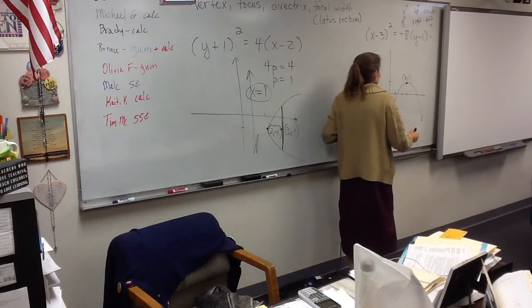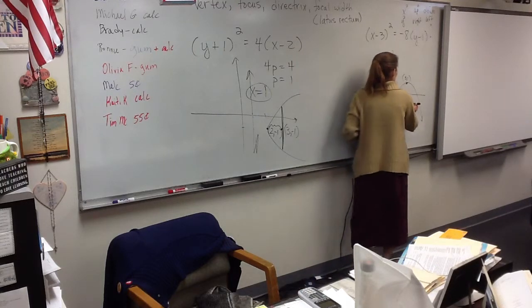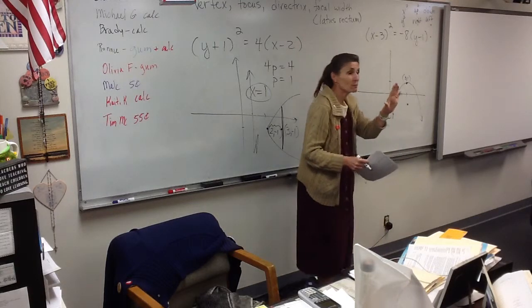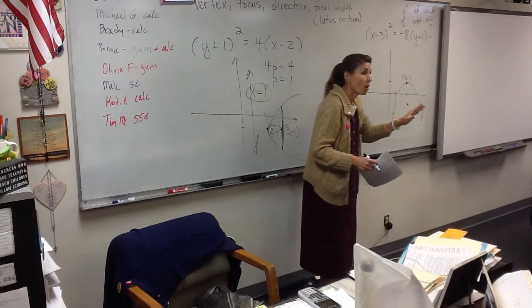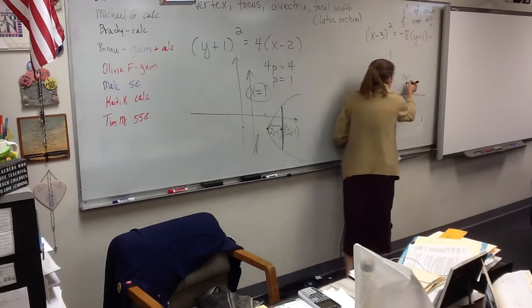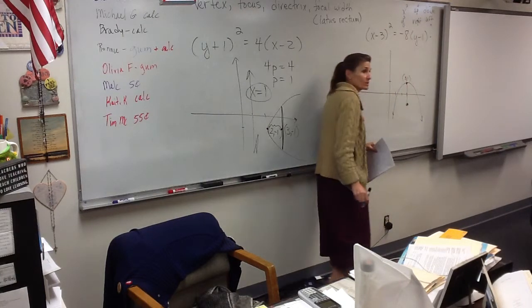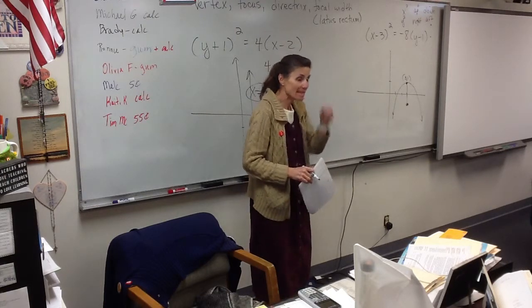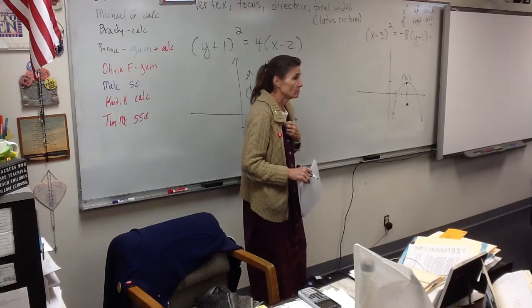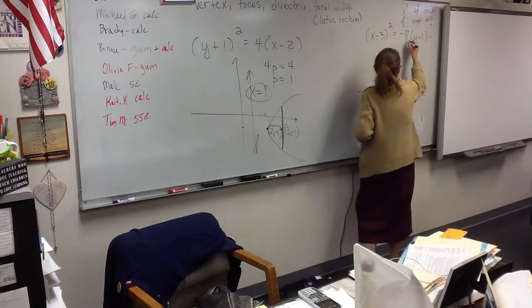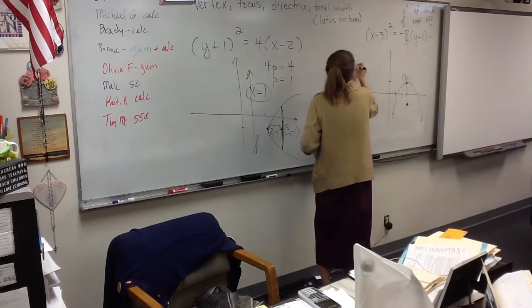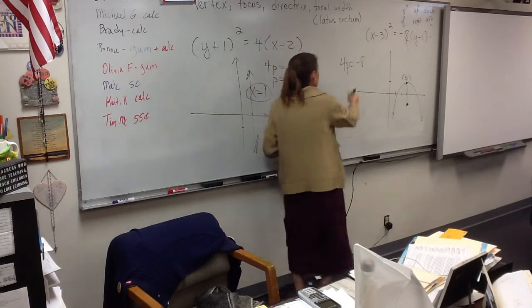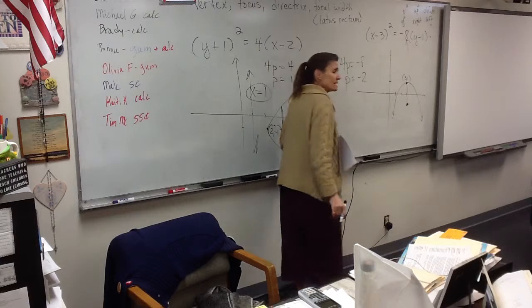Now, your focus is going to be inside here somewhere. I'm not grading your graph. I don't care where you put it. You don't have to put it in there at all. You need to understand, though, that you're going to come down to get your focus, right? And we need to figure out how far down we're going to go. 8. This number is 4p every time. So P is -2. Any idea why it's negative?